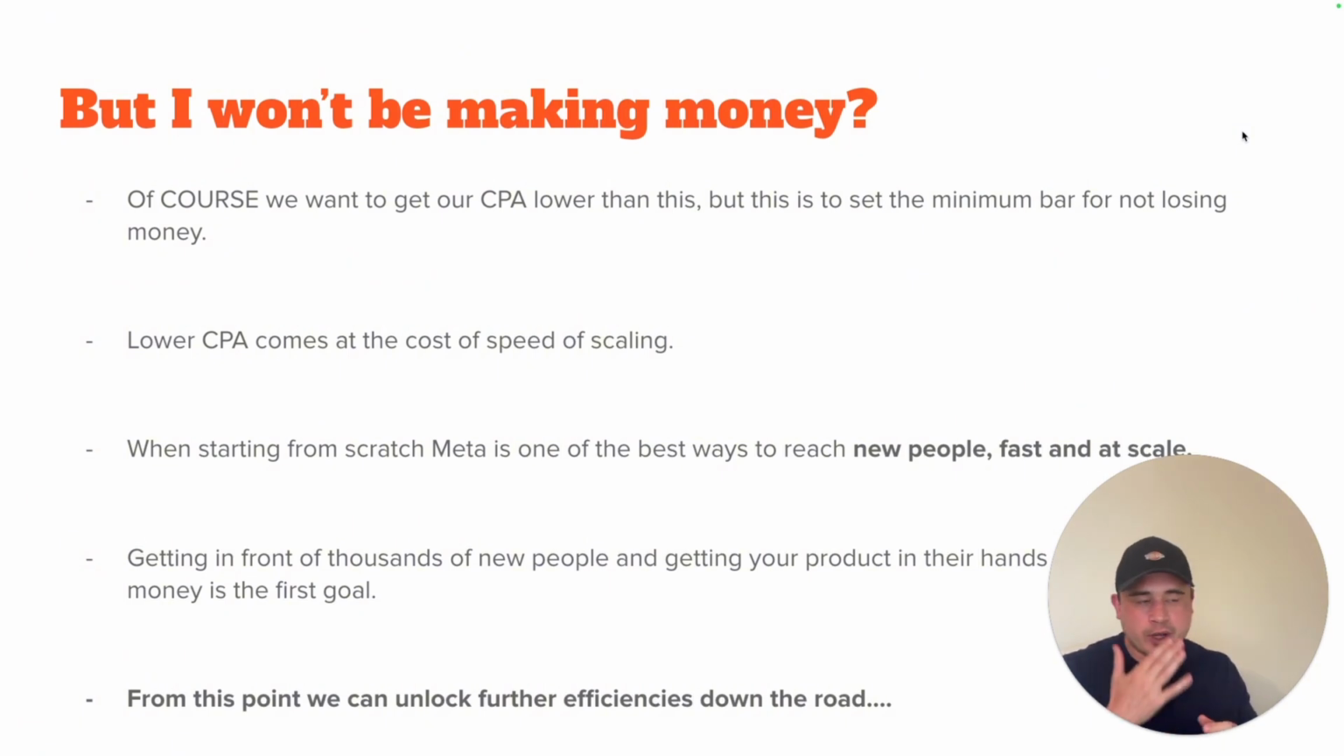And it's also one to remember when we're talking about Meta. Meta is still one of, if not the best advertising platform when it comes to reaching new people fast and at scale. And that scale and speed is very important. So we want to be able to do this as fast as possible and see really how many people we can reach with our business.